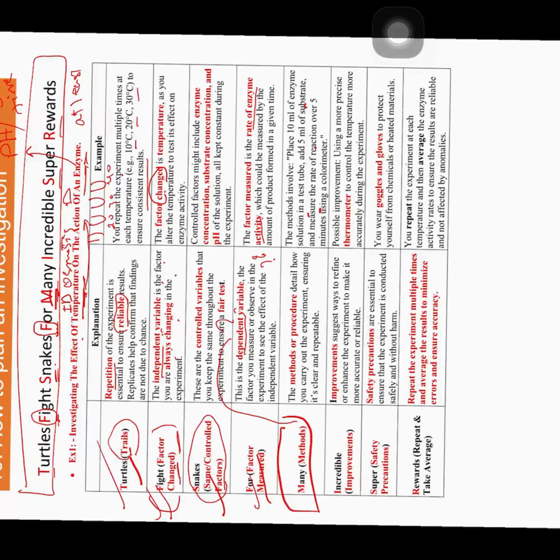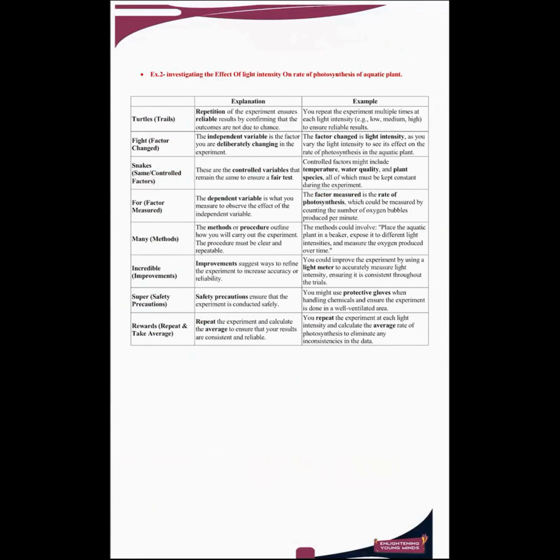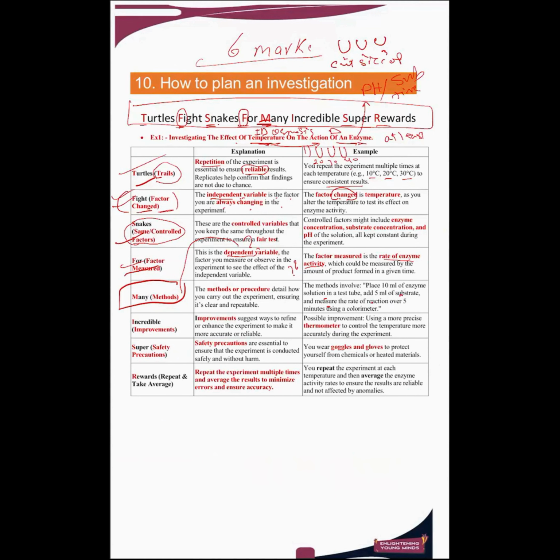Next, credible. Credible means what? This one here. Improvement: how to improve this? I will give you a list on improvement in a while. Safety: how to give safety precautions? I will give you a list for safety. You will put improvement and safety in any experiment.